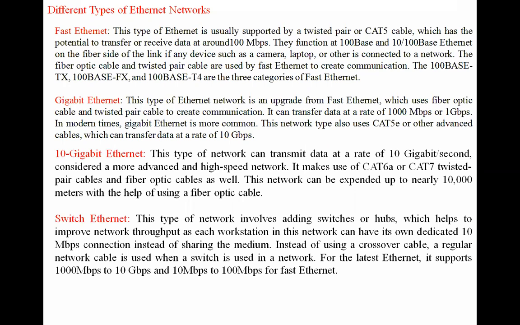The latest Ethernets will support a speed of 1000 Mbps to 10 gigabits per second. See the speed of this, 10 gigabits per second, more than 5G. 5G is 5 gigabits per second. If you are moving to 6G, the speed moves from 5G to 10 gigabits per second. So this type of Ethernet is going to provide the maximum efficiency, maximum throughput. Okay.